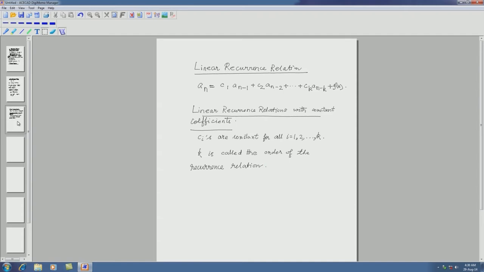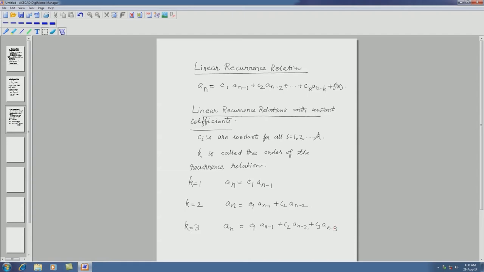For example, if k is 1, the recurrence relation will be a n equal to c 1 a n minus 1. If k is equal to 2, then the recurrence relation will be a n equal to c 1 a n minus 1 plus c 2 a n minus 2. If k is equal to 3, then the recurrence relation will be a n equal to c 1 a n minus 1 plus c 2 a n minus 2 plus c 3 a n minus 3.